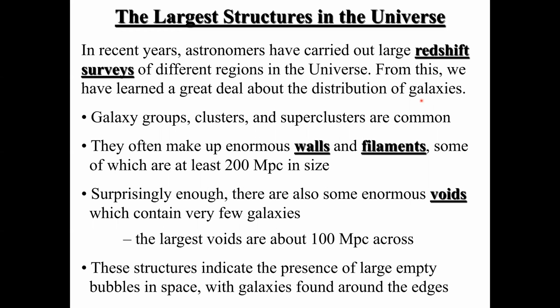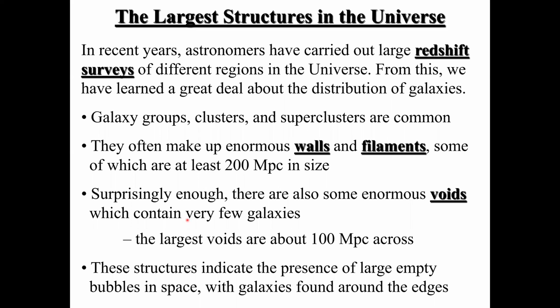What they have found is that galaxy groups, clusters, and superclusters are very common in the universe. So there are a lot of those. And the structure is they often make up enormous walls and filaments, some of which are at least 200 megaparsecs in size. So they make these large structures, right? And surprisingly enough, there are also some enormous voids which contain very few galaxies.